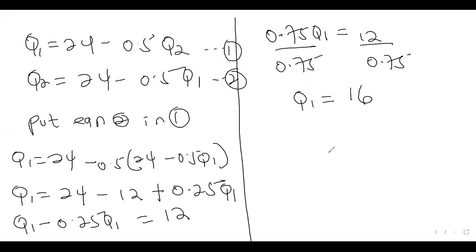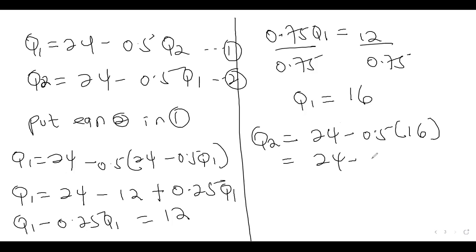Okay. Now, once we have Q1 equal to 16, we can put it in the reaction function of Q2 to get the answer. So we have Q2 is equal to 24 minus 0.5 into bracket 16. So that will give us 24 minus 0.5 times 16, so we have 24 minus 8, and we have Q2 also equal to 16. Q2 is also 16, all right. Now, before we move on, we could even represent these calculations on a graph.